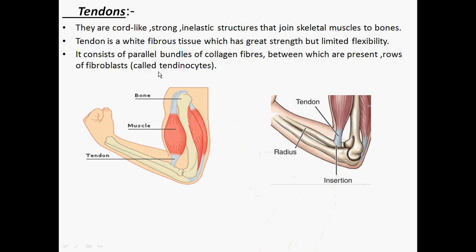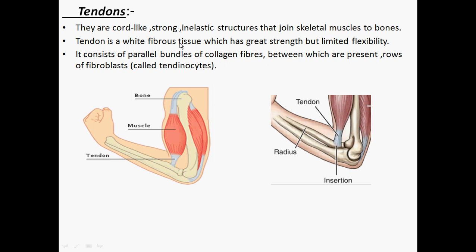Now we should understand that tendons connect muscles to bones. You can see in this figure, this is the muscle in red color, and this whitish, bluish structure is the tendon which connects the bone to the muscle. This tendon is a cord-like, strong and inelastic structure that joins the skeletal muscles to the bones, and it contains white fibrous tissue which has strength but limited flexibility.